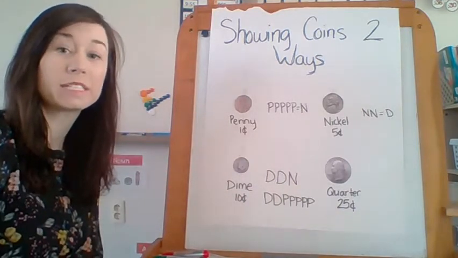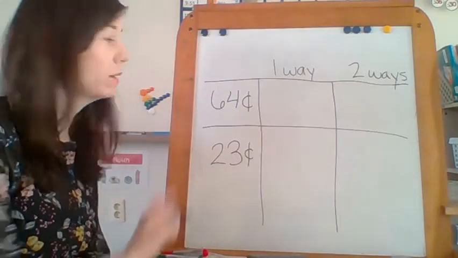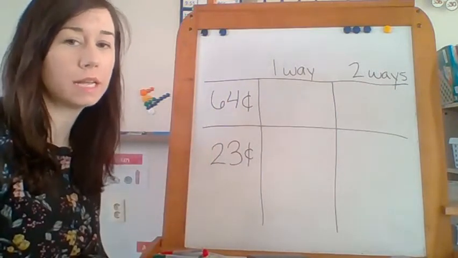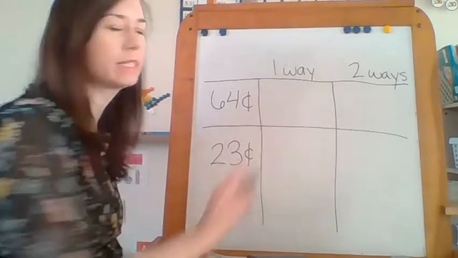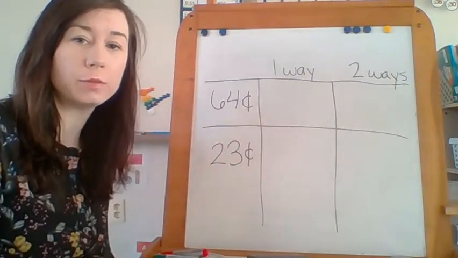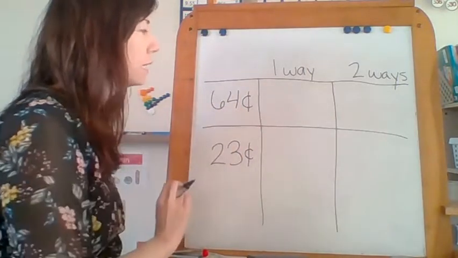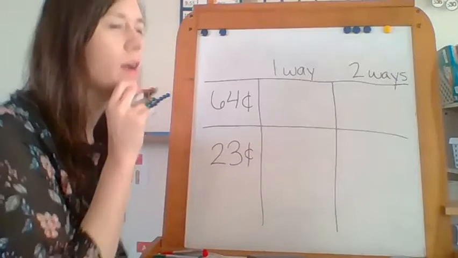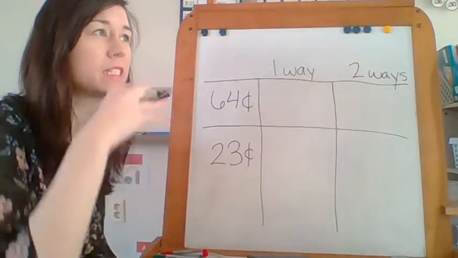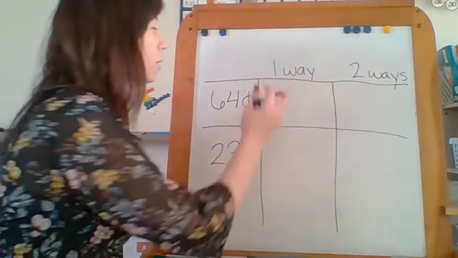Please watch. Today we'll have one example here, which is 64 cents. So I'm going to make 64 cents one way, then I'll change it up a little bit for the second way. So here's 64 cents. I'm going to try and think of the biggest coins that I could use to help me get close to 64 cents, but not going over.